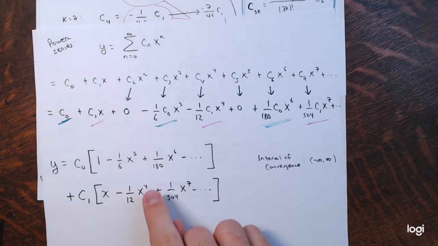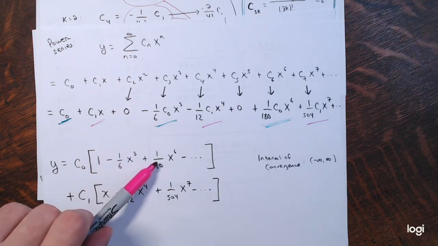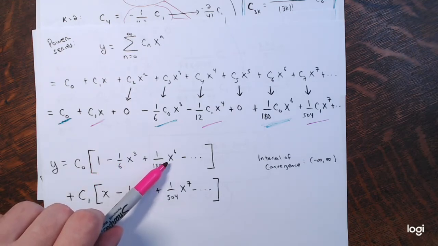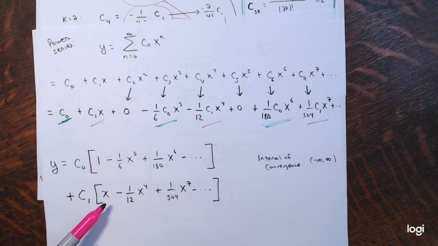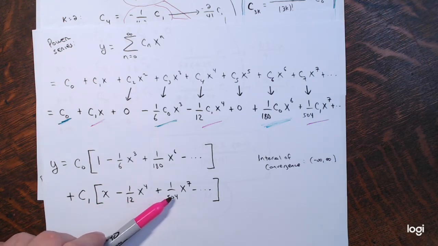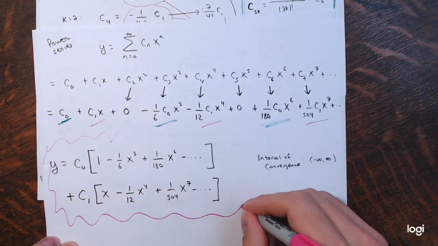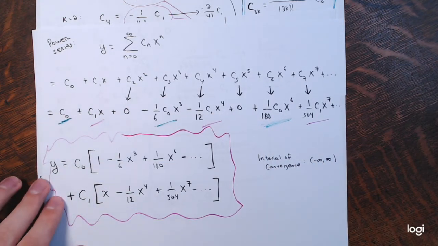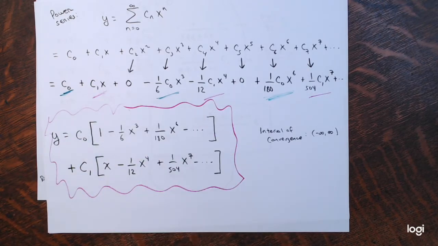And here are your two power series, right? This 1 minus 1/6 x cubed plus 1/180th x to the 6th, and so on. That's one of the power series solutions to this differential equation. Here's another one: x minus 1/12 x to the 4th plus 1 over 504 x to the 7th, and so on. So this is totally fine, describing the general solution to the differential equation in power series. And again, it's not nice, it's not clean.